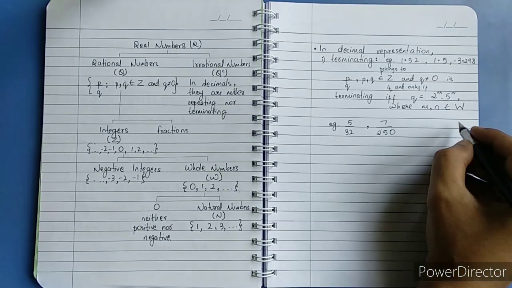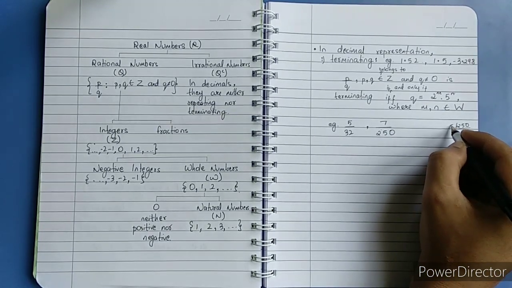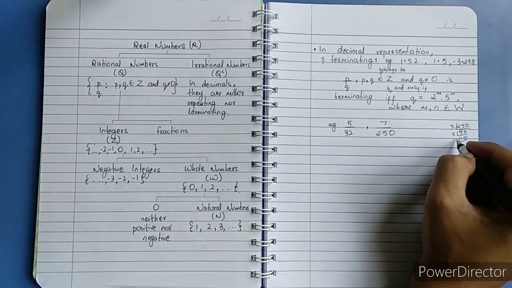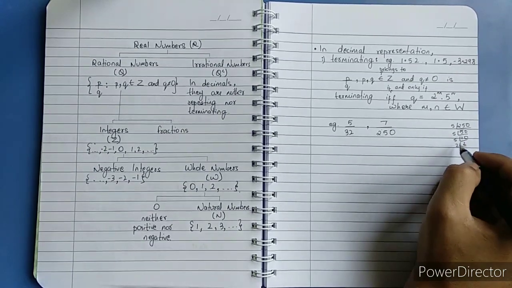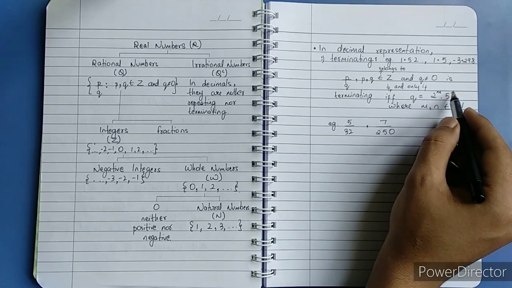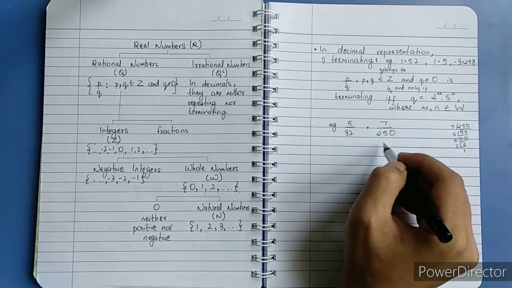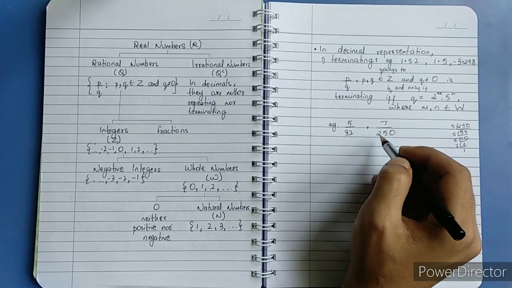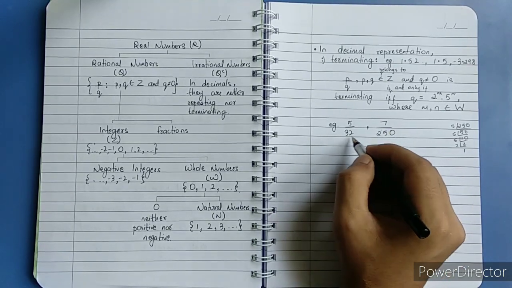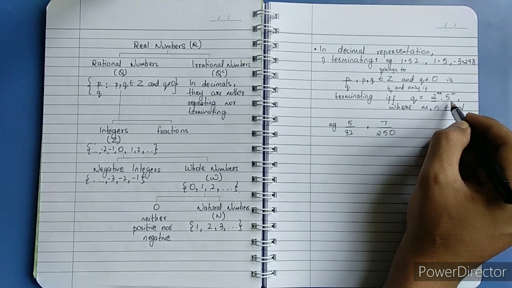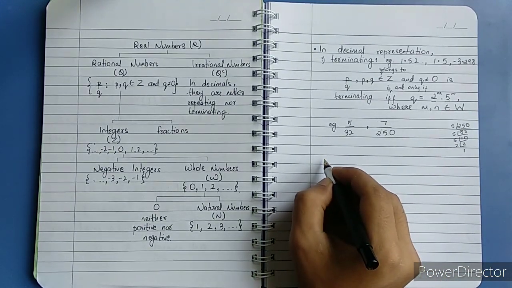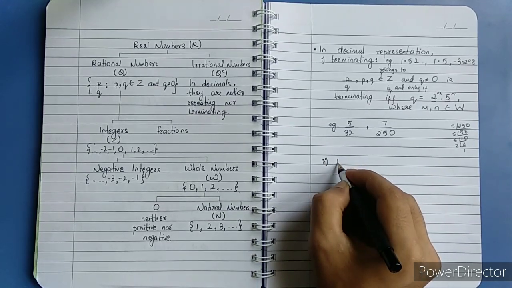Another example, let's say 7 by say 250. So 250, when we prime factorize, we get 250, 5 times 50, 5 times 10, 5, 2. So 2 to the power 1, 5 to the power 3. 1 and 3 both are whole numbers. Hence, this is also terminating. So we can conclude a number is terminating just by looking at its denominator. If the denominator has factors of 2 and 5 only, then the number will be terminating. Second type of numbers are repeating numbers.